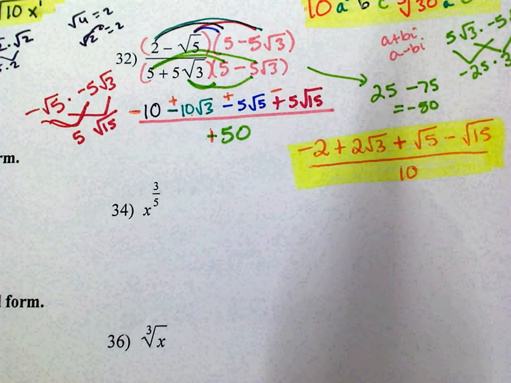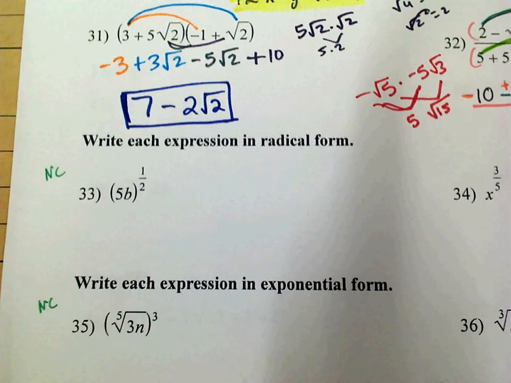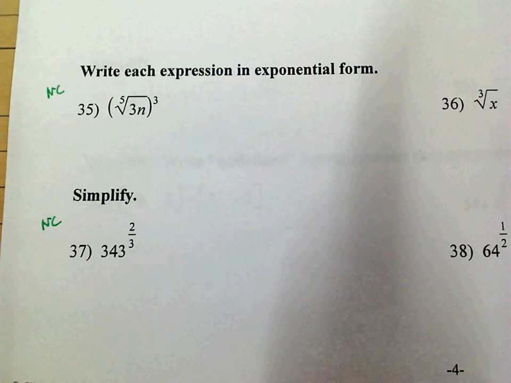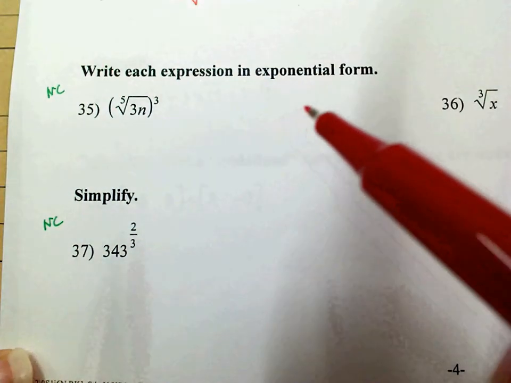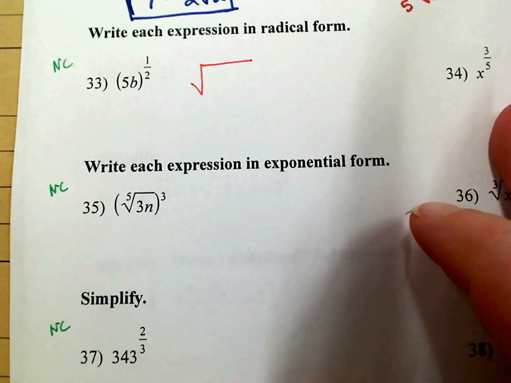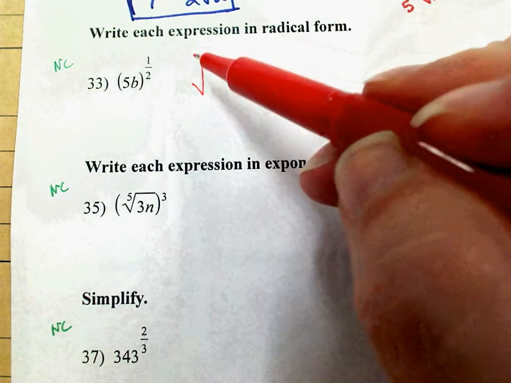Let's go to number 33. Write each expression in radical form. What do I want you to do? Guys, what are you supposed to write? What does it mean when it says radical? The root, yeah? Okay. What's the root? Square, it's the 2. Do I have to write it? You actually don't. I'm going to go ahead and write it, but you don't have to.